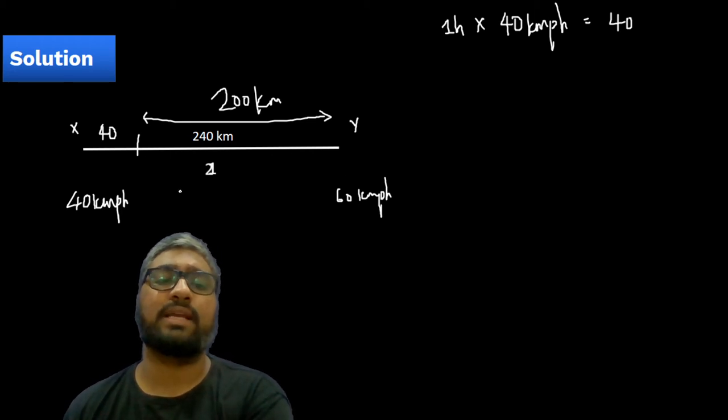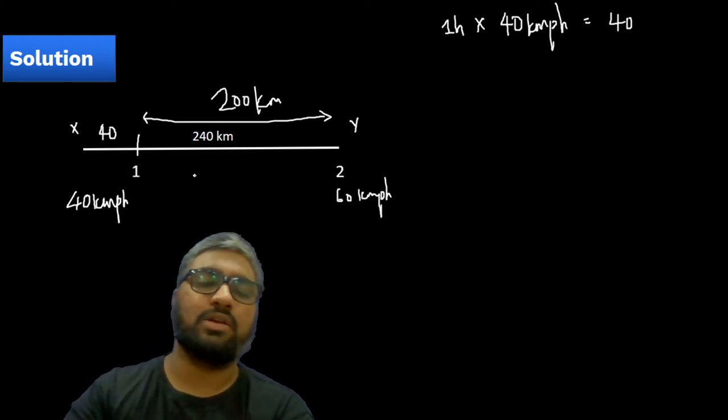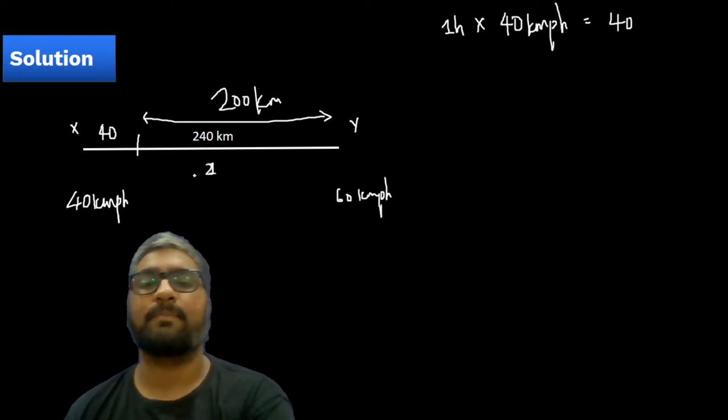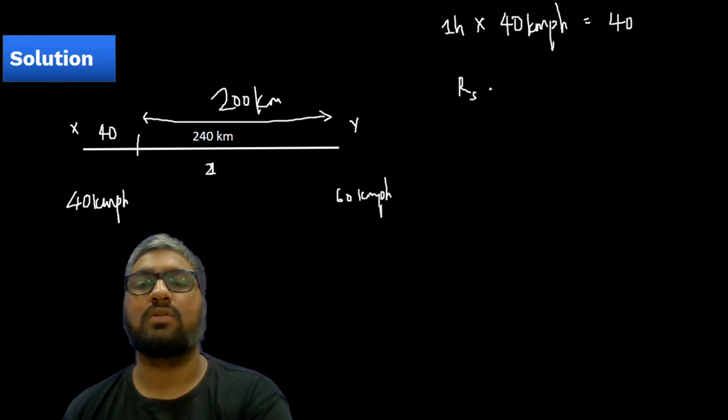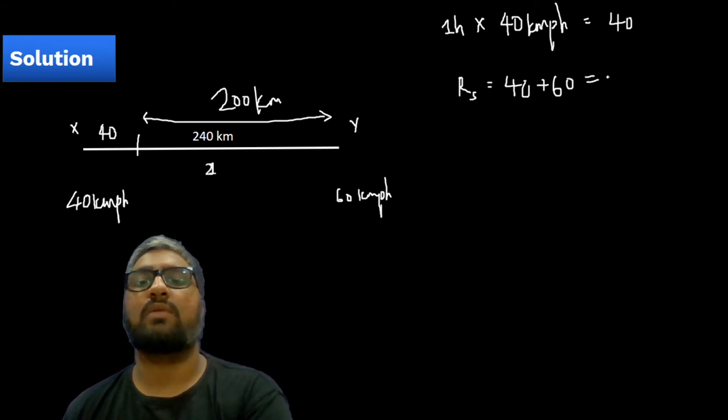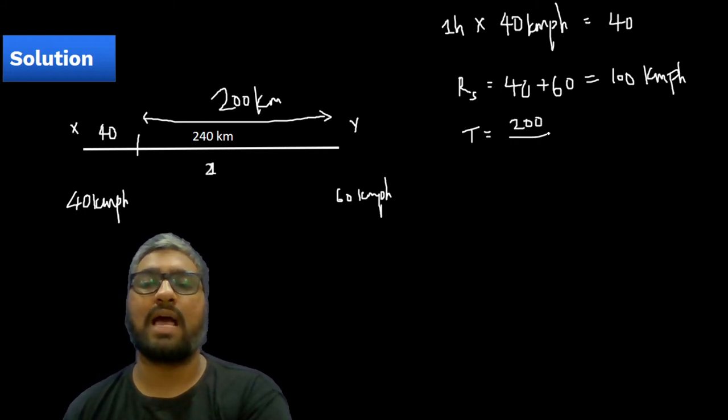So here is where you bring in the concept of relative speed. Do you get it? Right. When they move towards each other, what happens? Speeds get added, right? So what is the relative speed now? Speed of X, that is 40, and speed of Y, that is 60. So their relative speed now is what? 100 kilometers per hour. And at this speed, they have to cover what? 200 kilometers. So what's the time taken for them to do that? 200 kilometers is covered at 100 kilometers per hour speed. That is, they take 2 hours to meet.